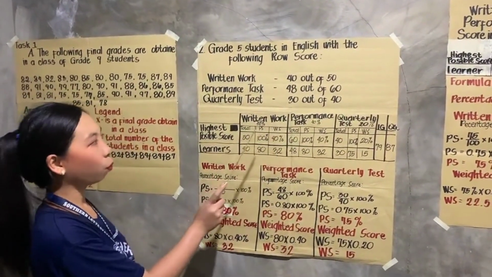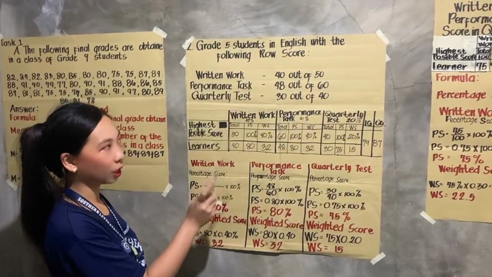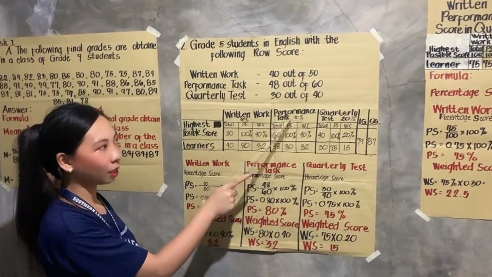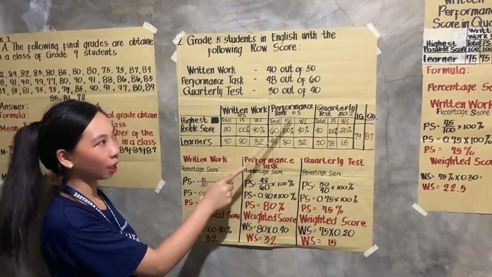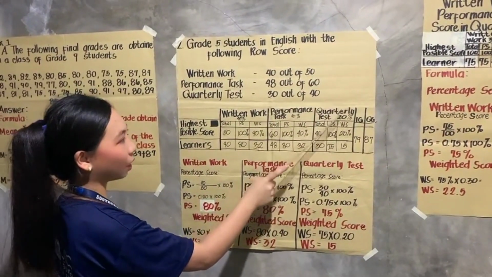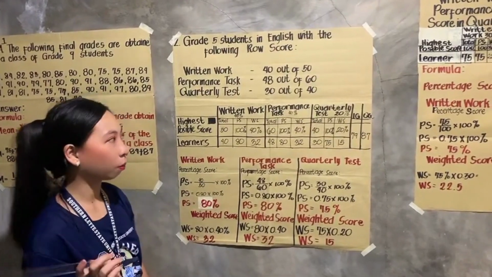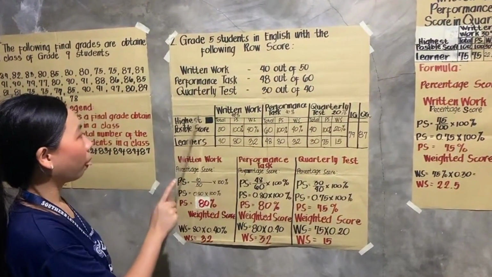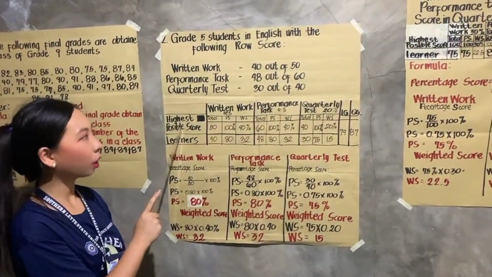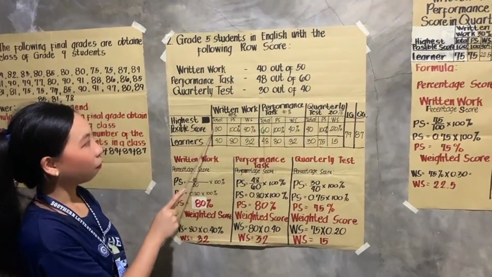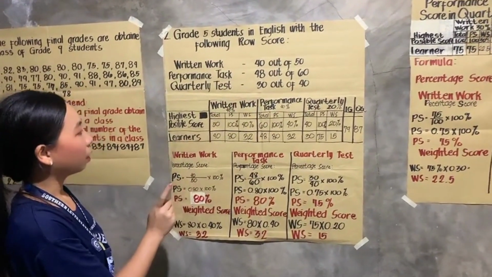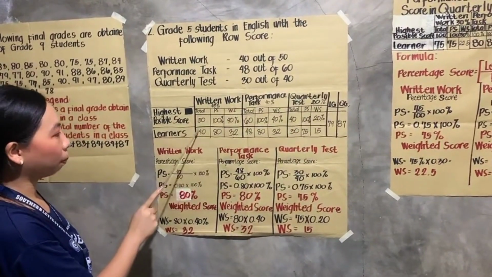So for the written work, that will be 40%. For the performance task, that will be 40%. For the quarterly task, that will be 20%. All in all, that will be 100%. So the highest possible score is 50 for the written work, and the learner got 40.